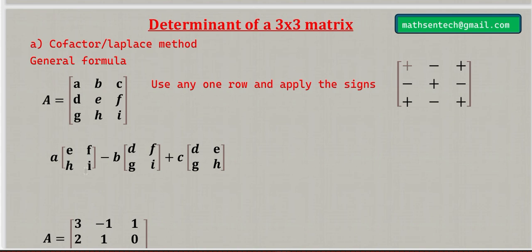And of course, because you cannot have it being a matrix, you have to get the determinant of this EFHI. Then minus B. Remember, minus B is this minus right here. So minus B, since you're using the first row, then you get the minor of B, which is DFGI. Then you will have to get the determinant of this submatrix. Then you go to the last one, which is plus C, then the minor of C, so you'll have to get the determinant of DEGH.